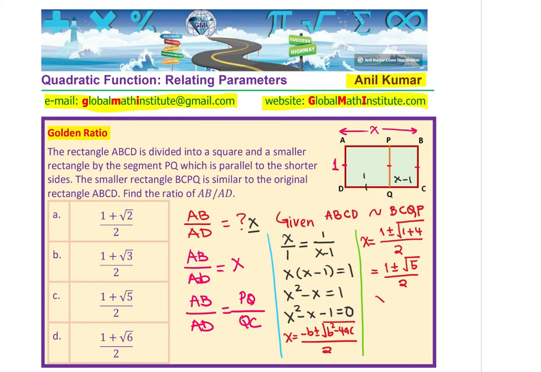Now since X is greater than 0, it's a side, therefore X is equal to 1 plus square root of 5 divided by 2. Is that clear to you? Which is option C. So that is called the golden ratio. Whenever you can divide a rectangle into 2 parts so that you get a square out of it, and the ratio is this, then it is a golden ratio, correct?